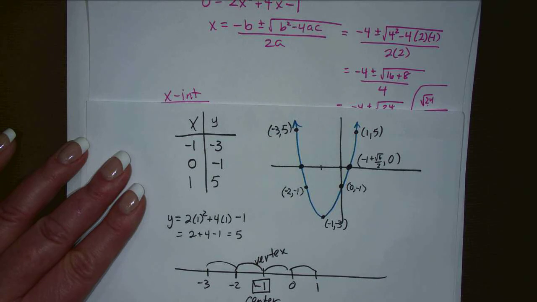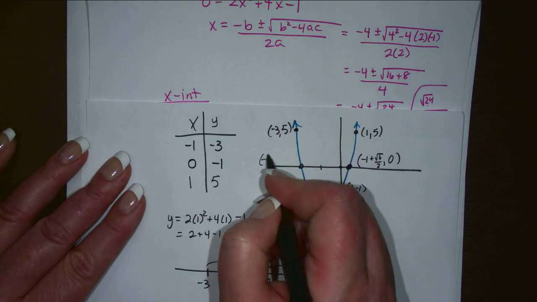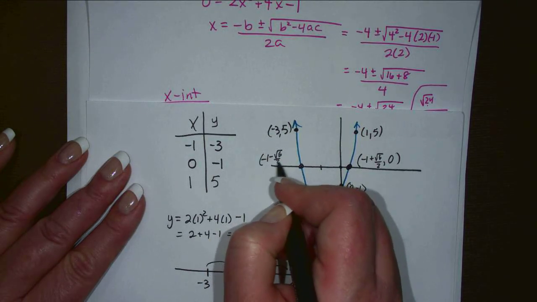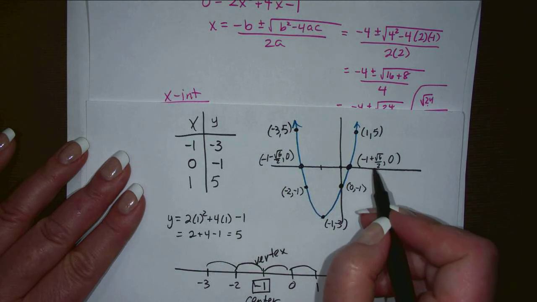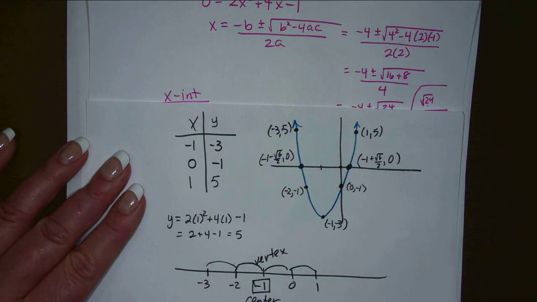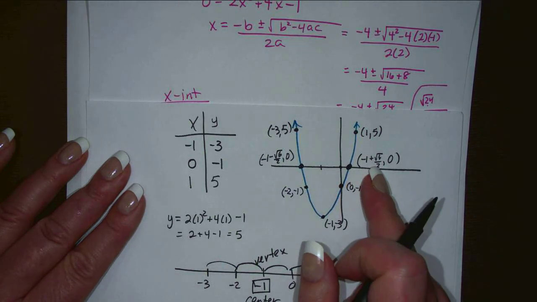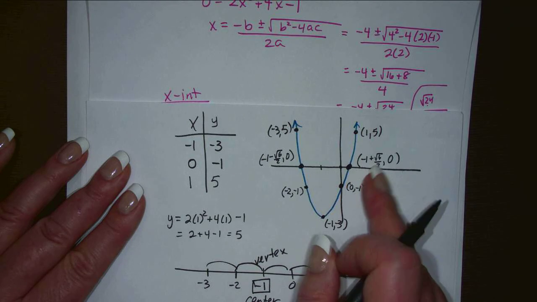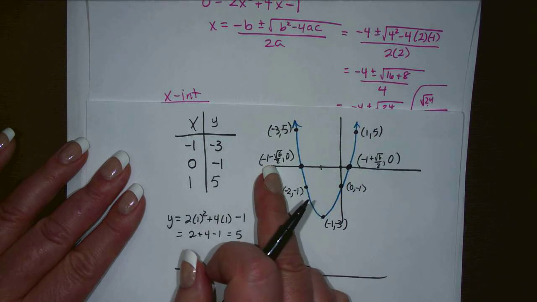And we can label this point, negative 1, negative root 6 over 2. We know which one it is because this is the bigger one, so it would be further to the right. It's bigger because we're adding root 6 over 2. Here we're subtracting root 6 over 2, so that would be the smaller one.